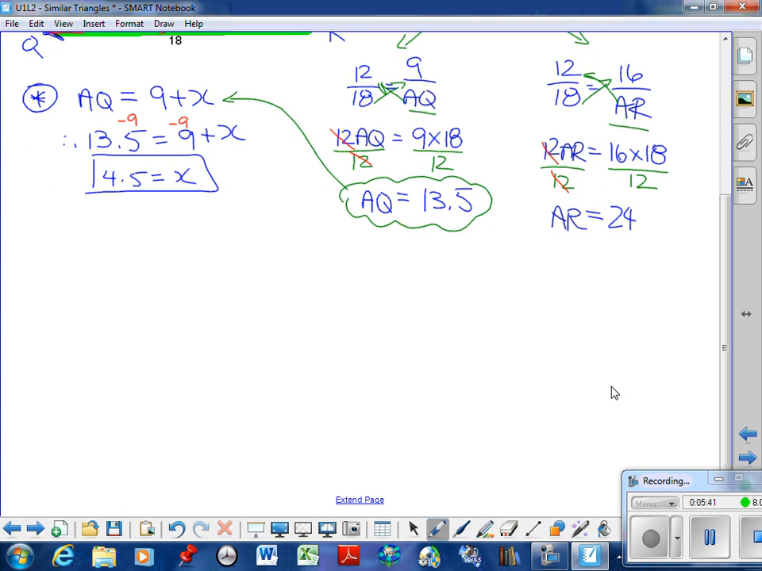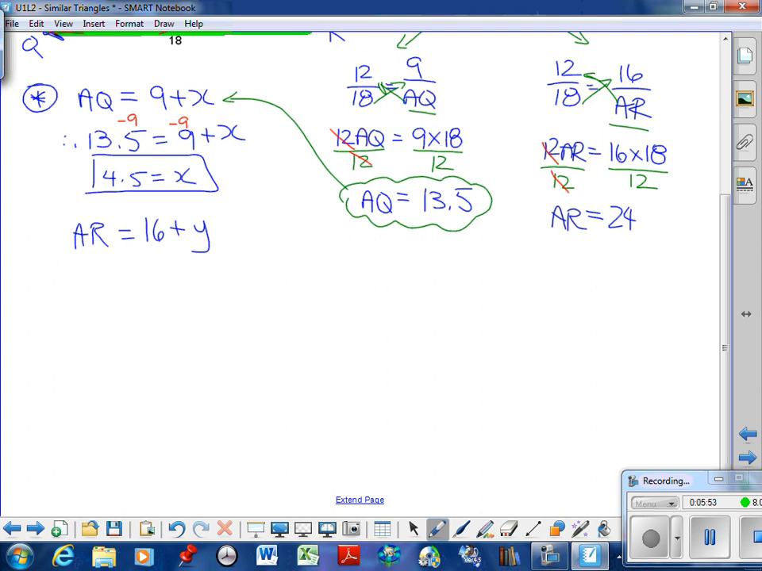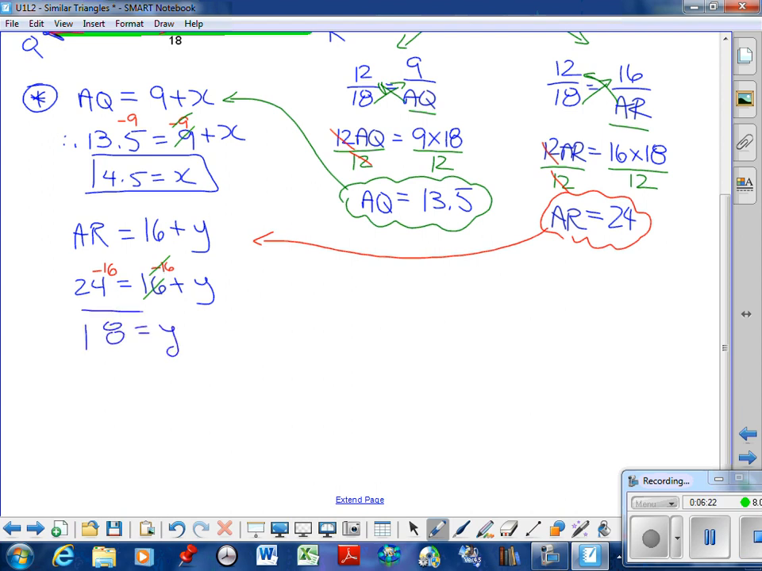How do I find my Y value? Well, I've got to go back to the picture, which I just got rid of. AR is equal to 16 plus Y. So what is AR equal to? I know AR is 24, so 24 equals 16 plus Y. How do I get Y by itself? 16 is adding it. The opposite of positive 16 is negative 16. Inverse operations. Same thing with the 9s up here. And you're left with a value of 8. So there's your Y.